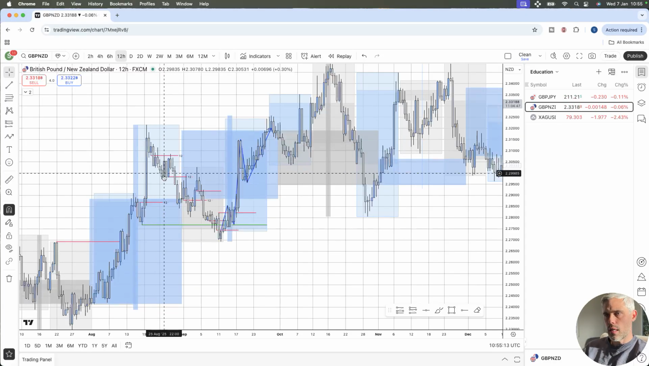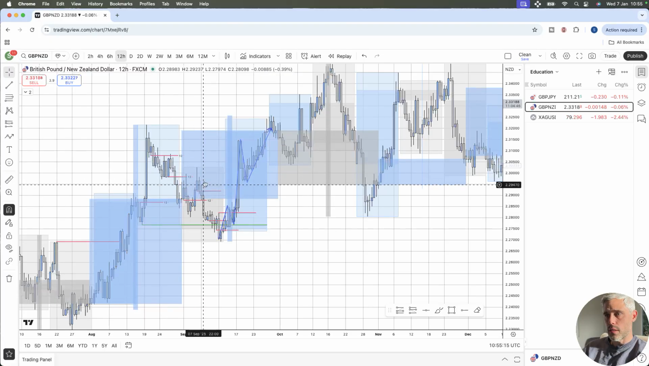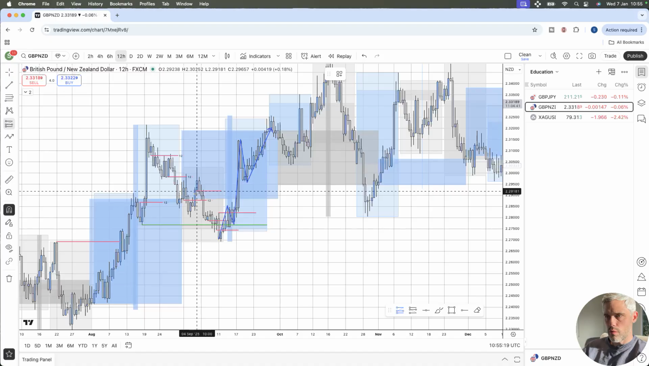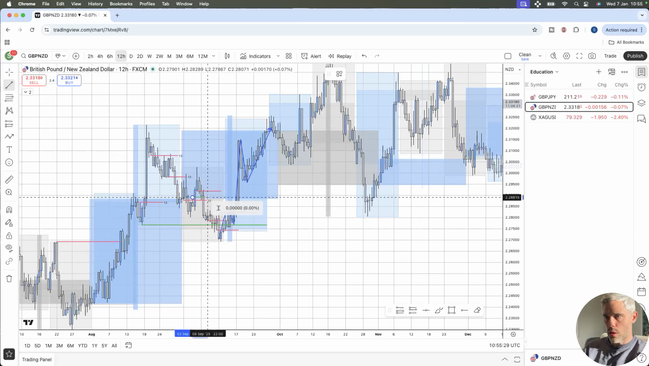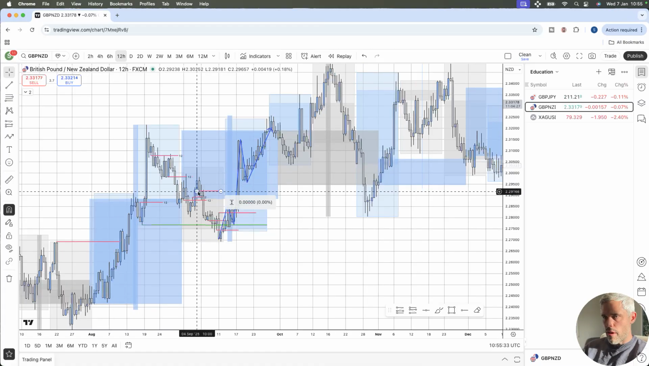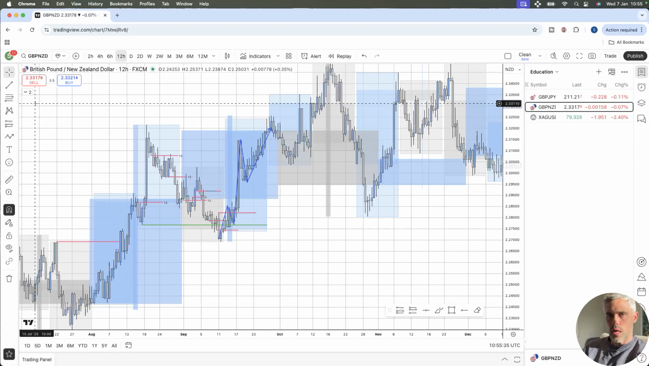So it might make sense to actually wait until you get a structure shift. And you could take this as your structure shift, because what you see here is that price comes down, comes up, comes down, comes up, and creates a new bullish 12-hour order block right here with a fair value gap that you could use to target the high.